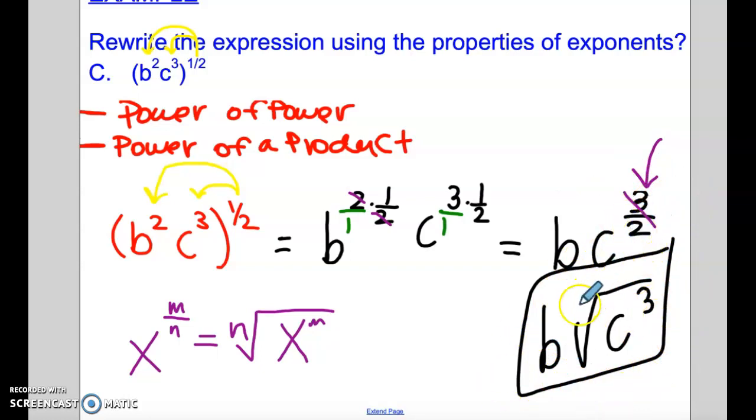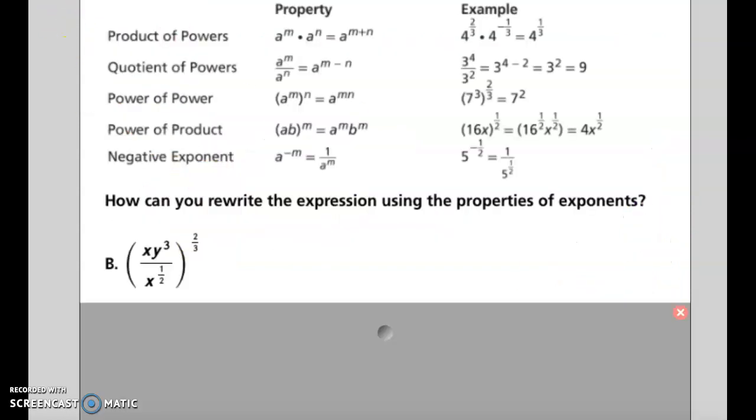My denominator became my index. Doesn't need to be written when it's a square, right? A 2. And my numerator became my exponent. That's that. Okay, let's take a look at another one I have here. Ooh, this one's a little bit trickier. So this one combines a whole bunch of properties as well.